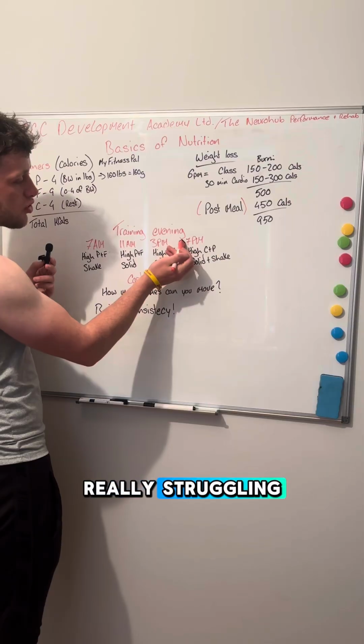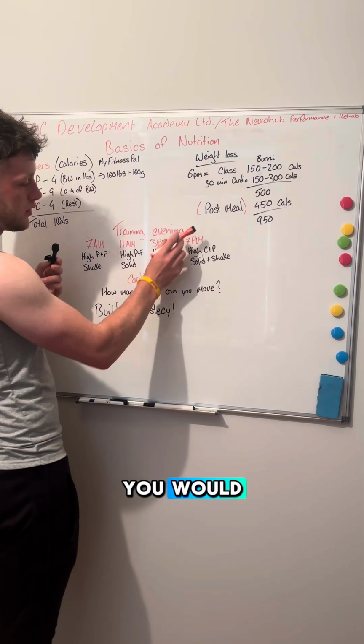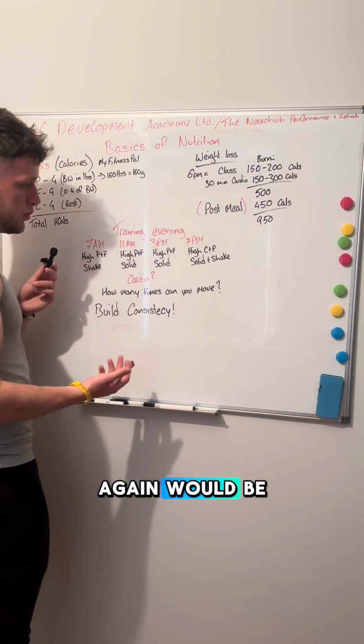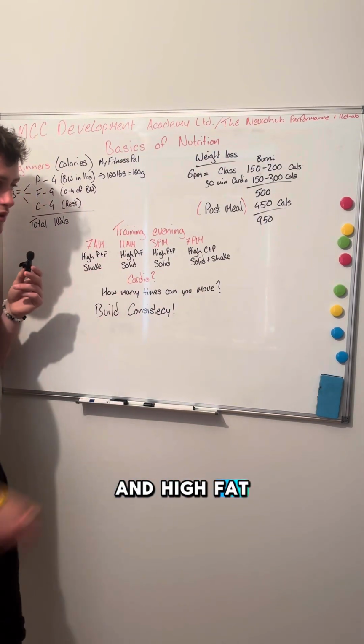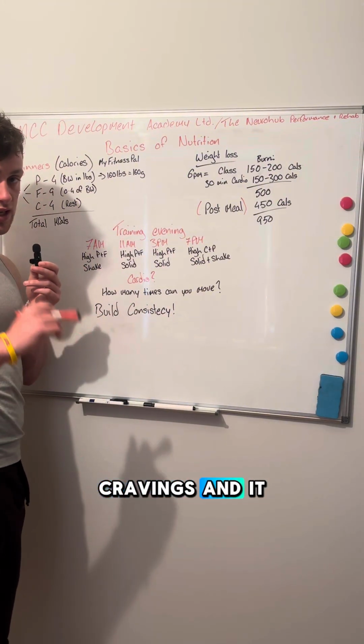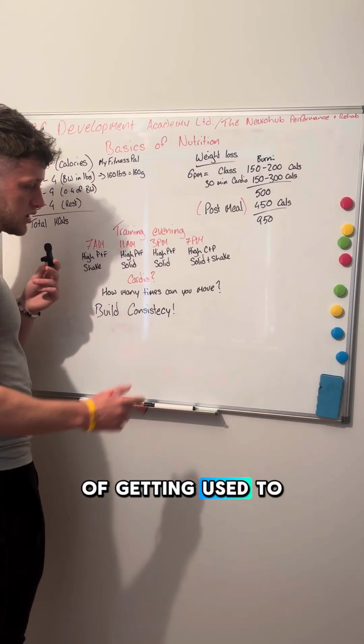And if you were really struggling in between this time, 3 o'clock to 7 o'clock, you would maybe have one of the snacks that we've given you. And those snacks, again, would be high protein and high fat, okay, to control our insulin levels. And it does control the cravings, and it does control the energy levels. It just takes a little bit of getting used to, okay?